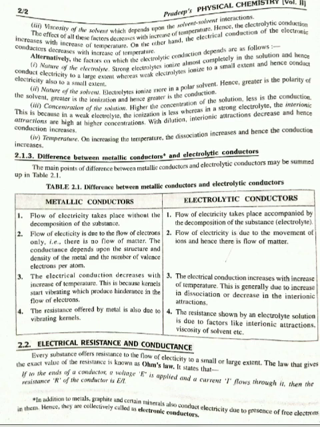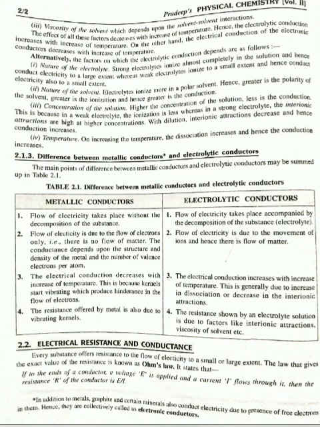Every substance offers resistance to the flow of electricity to a small or large extent. The law that gives the exact value of the resistance is known as Ohm's law. It states that if to the ends of a conductor a voltage E is applied and a current I flows through it, then the resistance R of the conductor is E upon I.